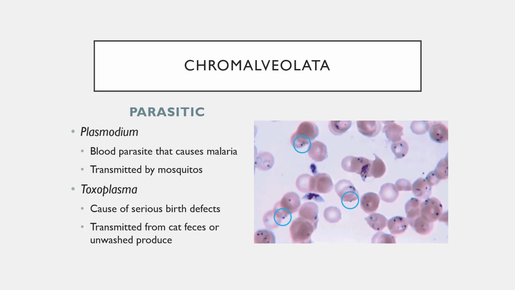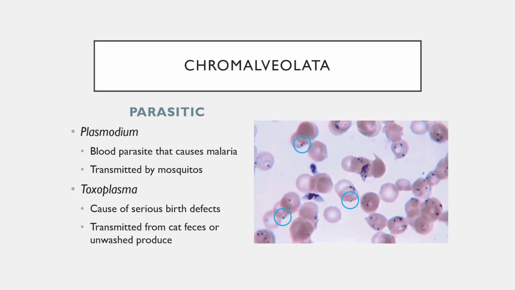However, the time when it becomes a problem is when a woman is pregnant. If she acquires the infection while she's pregnant, not if she has a pre-existing infection going into pregnancy, or for immunocompromised people, especially people who have AIDS. It is transmitted from cat feces or from unwashed produce because it can also be found in the soil.